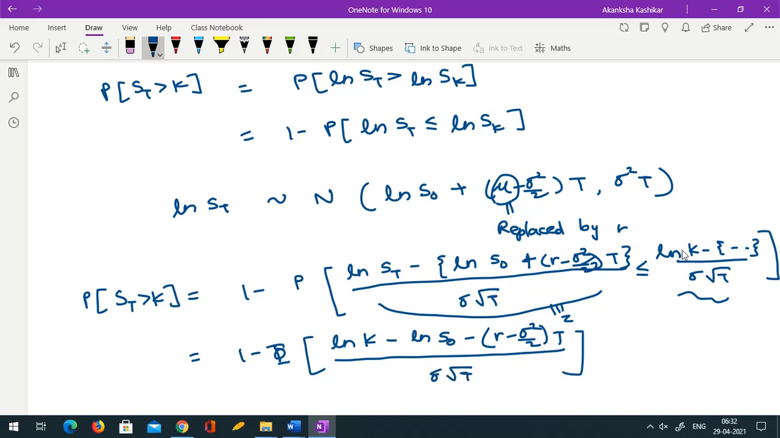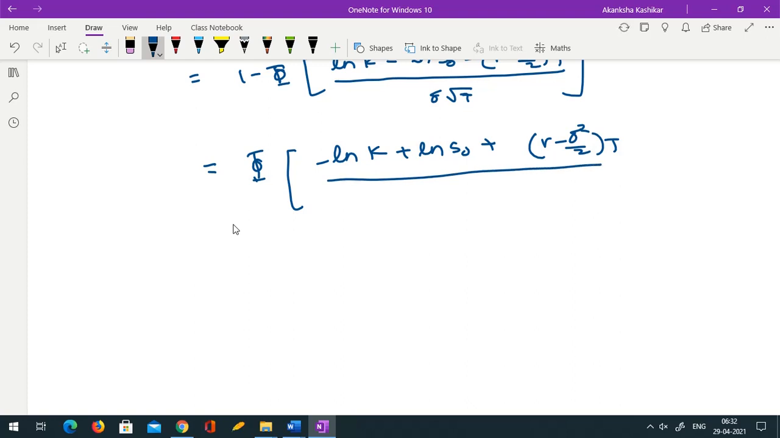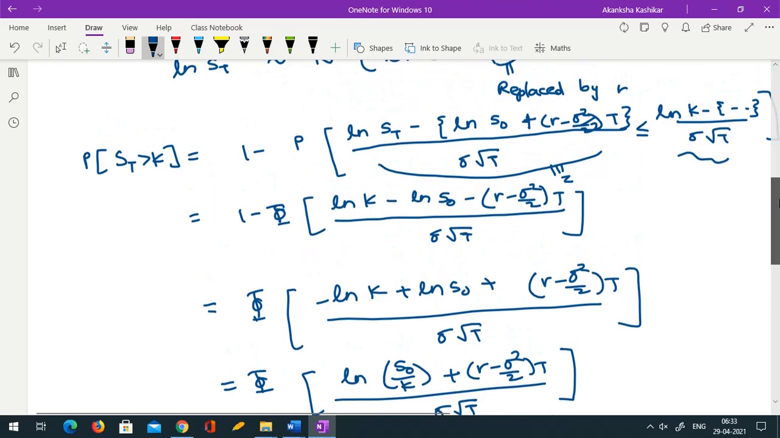Okay, so this is 1 minus CDF at this point, and we can use symmetry of the normal distribution. So 1 minus CDF at x is CDF at minus x. Okay, so this is phi at minus ln K plus ln S_0 plus r minus sigma squared by 2 times T divided by sigma root T. We can slightly simplify this: ln S_0 minus ln K I can write as ln of S_0 upon K, plus r minus sigma squared by 2 times T, divided by sigma root T. Okay, so this quantity we are going to call d2. Why 2? Because it's in the second term of the original expression, and this will become phi of d2. Okay, so we have simplified the second term from equation 1.